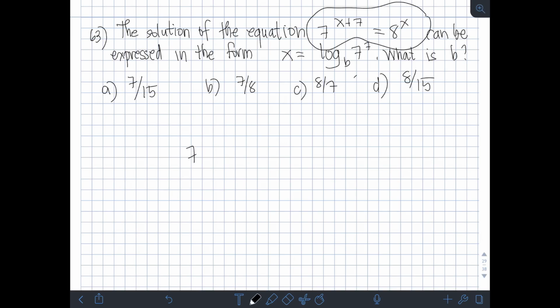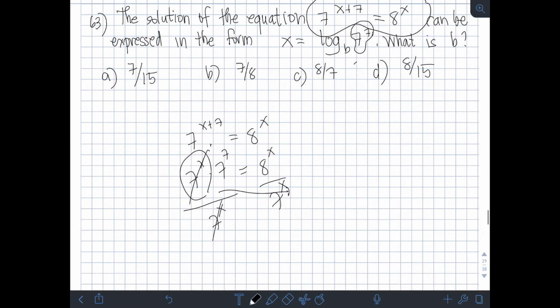So, try natin. 7^(x+7) is equal to 8^x. So, sa pinapahanap, meron tayong 7 raised to 7. So, pwede nating paghiwalayin itong 7^(x+7) as 7^x times 7^7, right? Law of exponent, equals 8^x. Tapos, isolate ko yung 7^7 dito sa left side. So, divide natin both sides by 7^x. So, cancel to. 7^7 is equal to 8^x over 7^x.